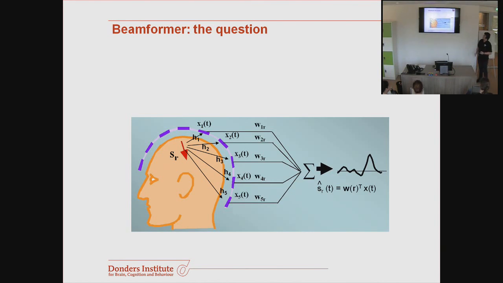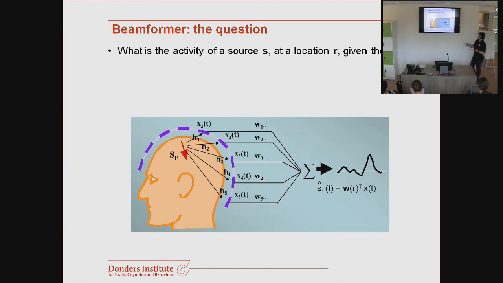Good. So what is the question in beamforming? Basically, we have this red arrow here. So what is the activity at the source S, at a location R, given the data we have, X?